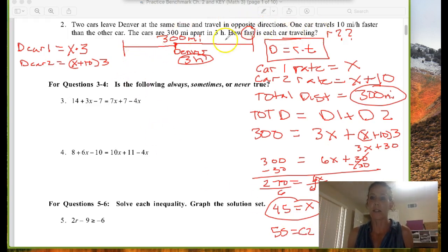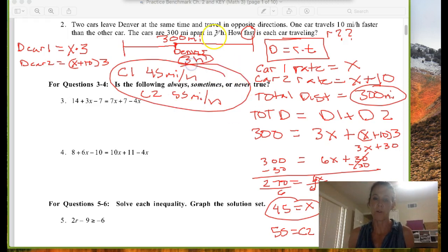So how fast is each traveling? Car 1 will be going 45 miles per hour, and car 2 will be going 55 miles per hour. And there's your solution. All right, on to the next one.